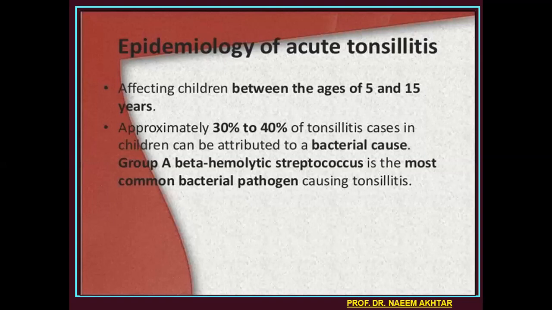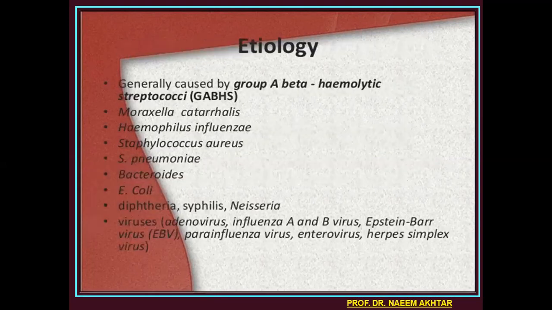Epidemiology of acute tonsillitis. Acute tonsillitis mainly affects children between the ages of 5 and 15 years. It has been seen that in approximately 30 to 40% of patients, tonsillitis is caused by bacteria, and group A beta hemolytic streptococcus is the most common bacterial pathogen which causes tonsillitis. Etiology: generally, it is caused by group A beta hemolytic streptococci.